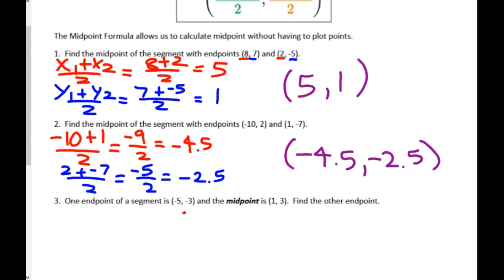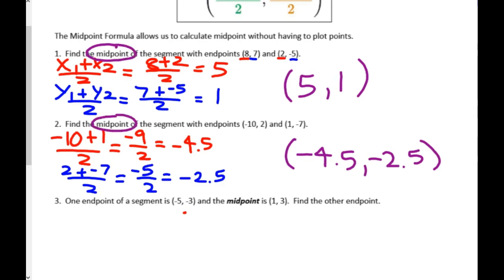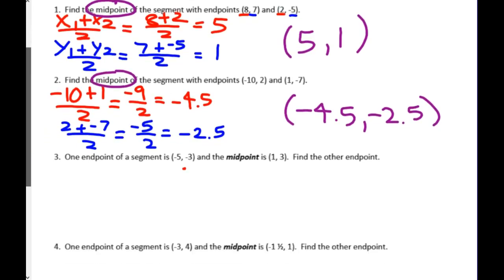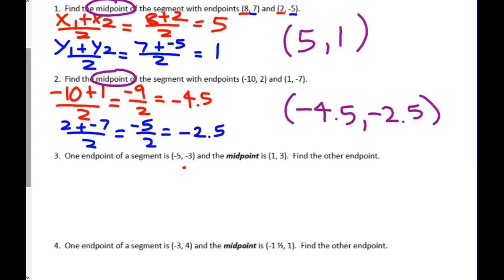Okay, now, on these two, what were we looking for? We were finding the midpoint. But on number 3, we have an endpoint, we have the midpoint, and we are trying to find the other endpoint. Okay? So you cannot do number 3 and 4 the way you did number 1 and 2. But we're going to use a similar formula. So let me show you what I mean.